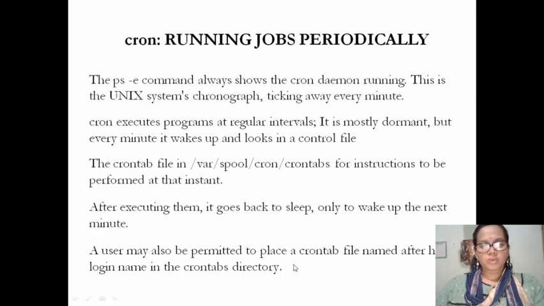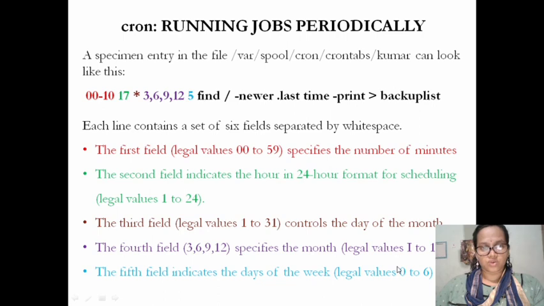A user may also be permitted to place a crontab file named after her login name in the crontabs directory. So what it is telling is that it can store it after its login name. Suppose I have logged into my system by the name Madhura, then it has to place its crontab commands in a file like /var/spool/cron/crontabs/Madhura. However, this location is purely system dependent. Don't forget that it is system dependent.